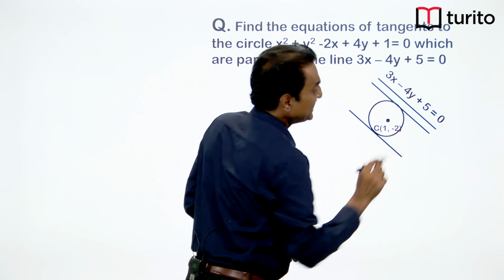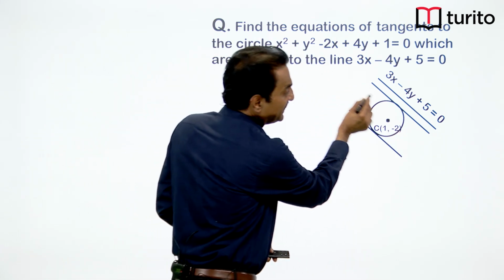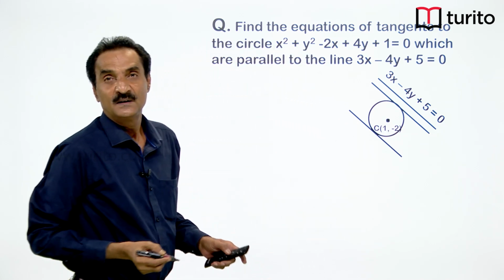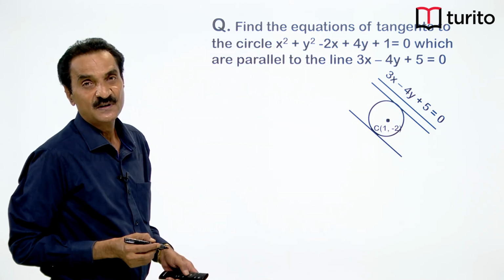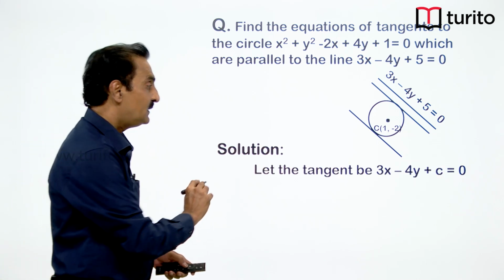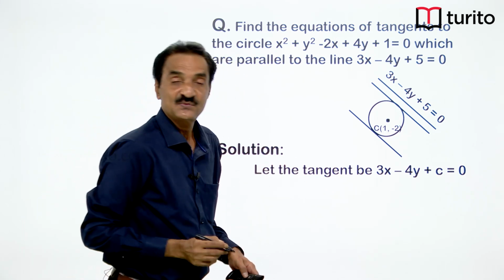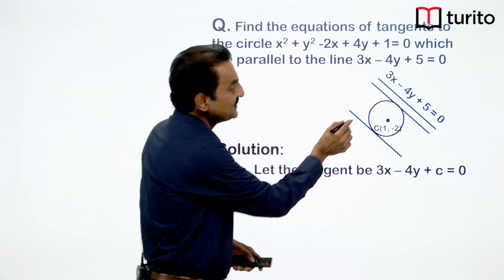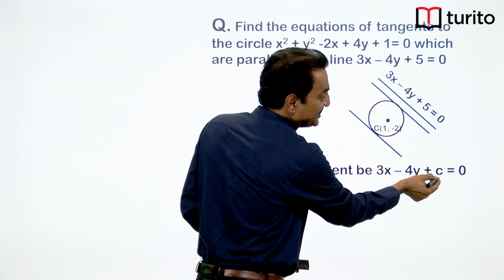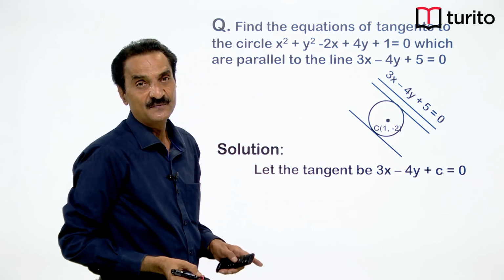3x minus 4y plus 5 is equal to 0 is a line and 2 parallel tangents are drawn. Then, how to find the equations of the tangents? Now, let the tangent to the circle be 3x minus 4y plus c is equal to 0. Since it is parallel to this line, only the constant term will be different. Then, we have to find the values of c.